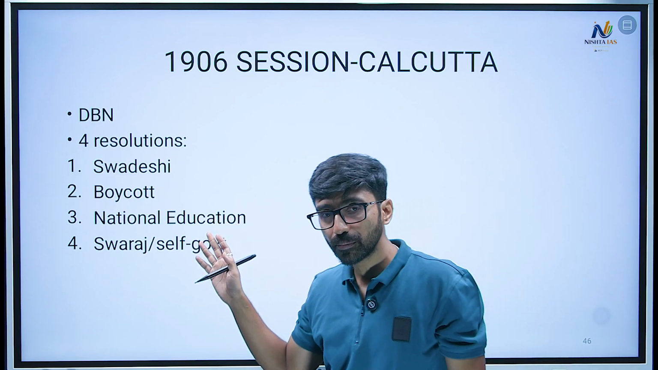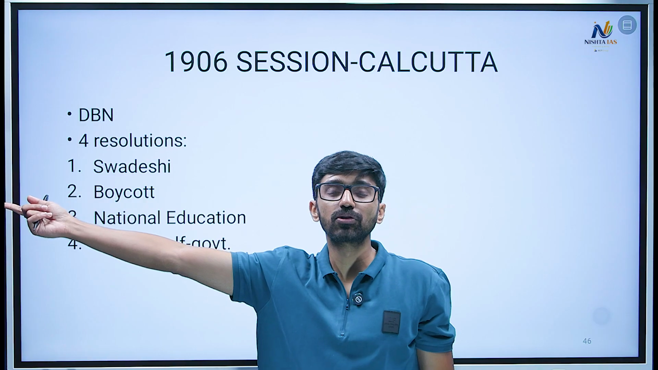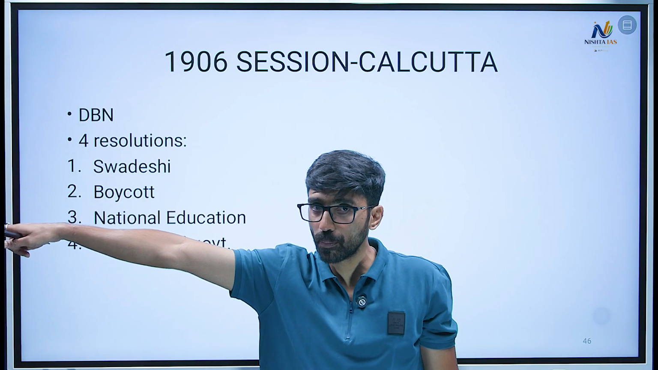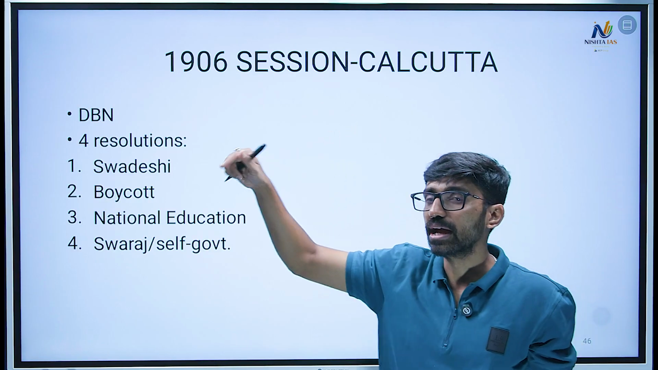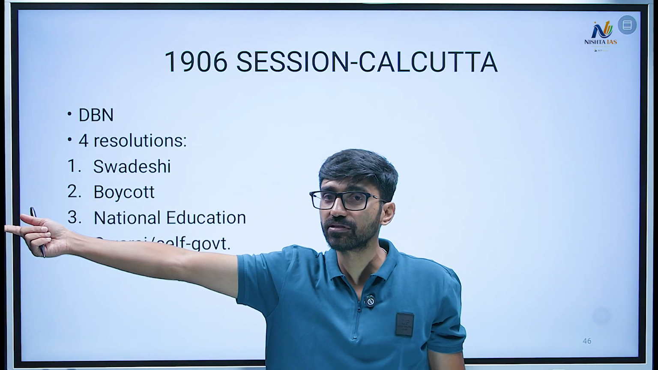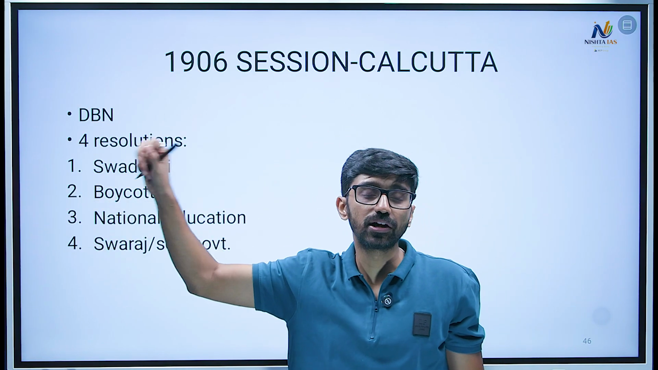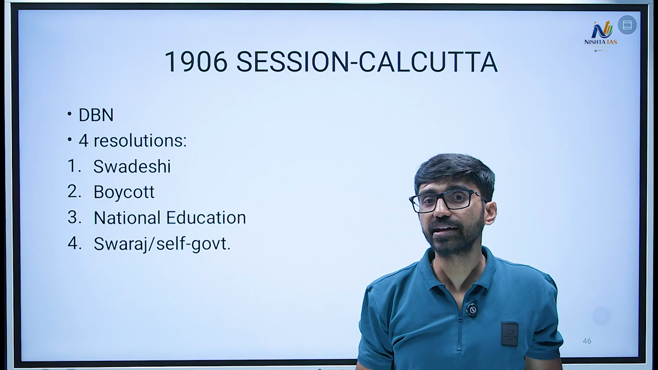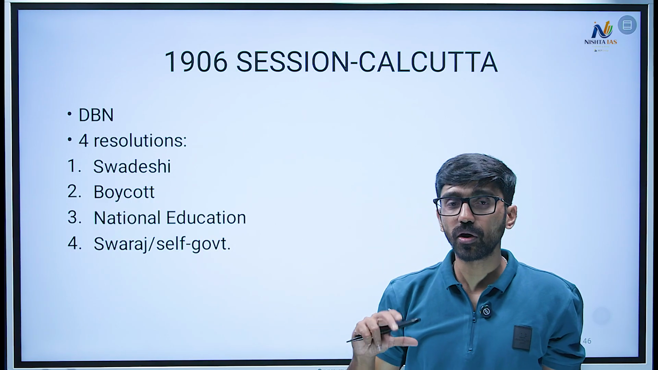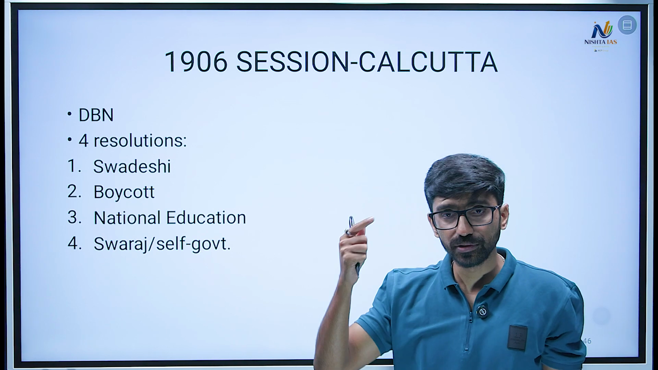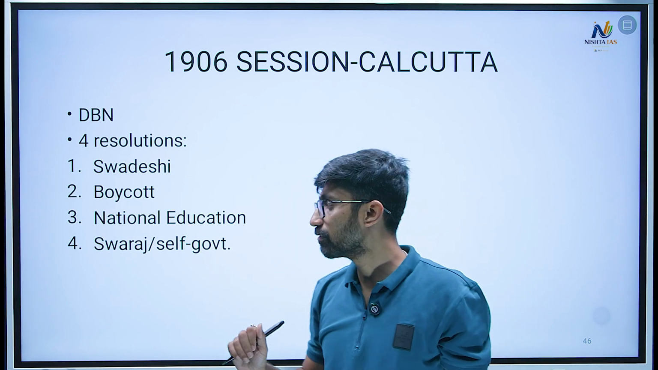Because of this interpretation problem, the 1907 Surat split happened. The 1905 Banaras session had Gopal Krishna Gokhale, the 1906 session had Dadabhai Naoroji, and the 1907 session was the Surat session, where Rash Behari Ghosh was the president. That is where all the differences came into the open and led to the split between moderates and extremists within the INC. Extremists were expelled. We will come to that.